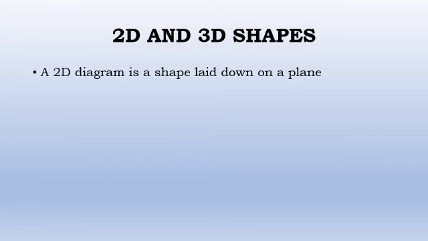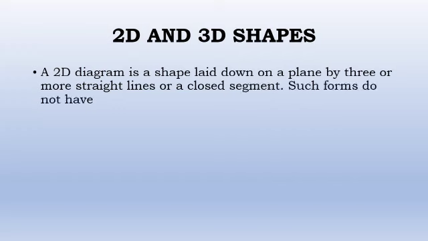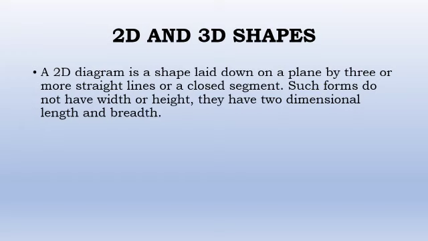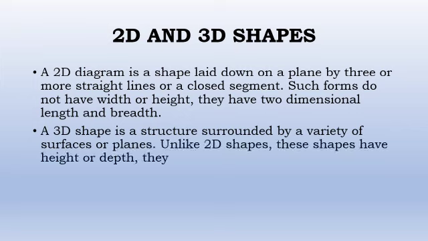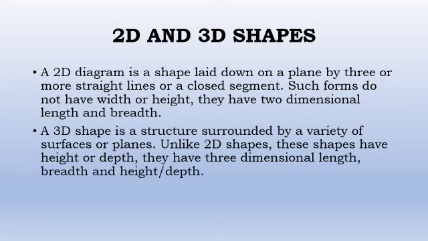2D and 3D shapes. A 2D diagram is a shape laid down on a plane by three or more straight lines or a closed segment. Such forms do not have width or height, they have two-dimensional length and breadth. A 3D shape is a structure surrounded by a variety of surfaces or planes. Unlike 2D shapes, these shapes have height or depth, they have three-dimensional length, breadth, and height or depth.